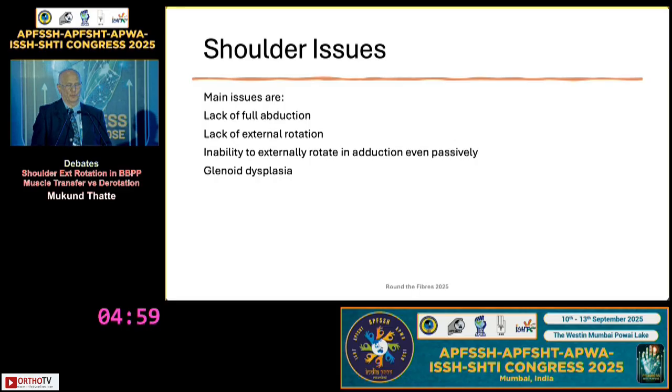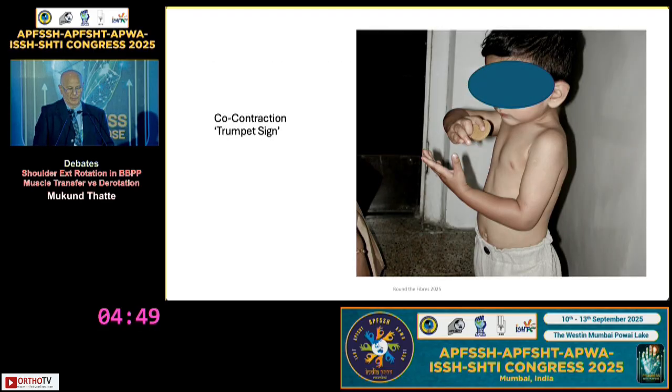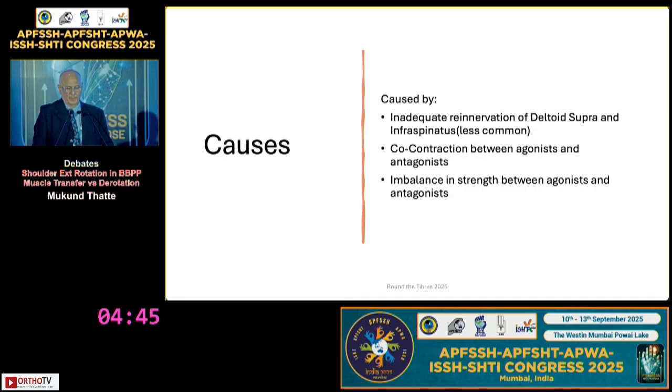The issues in shoulder in obstetric palsy are lack of abduction, external rotation, and inability to externally rotate in adduction even passively, usually because of glenoid dysplasia. A very typical kid. It is usually caused by either inadequate reinnervation of deltoid, supraspinatus and infraspinatus, which is less common. What is more common is co-contraction.